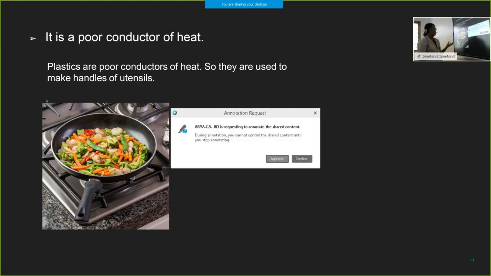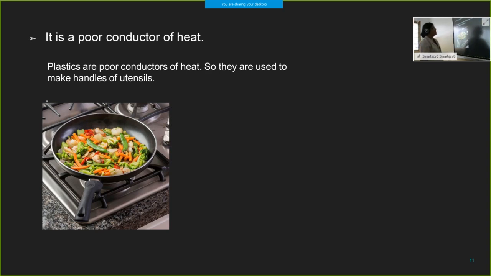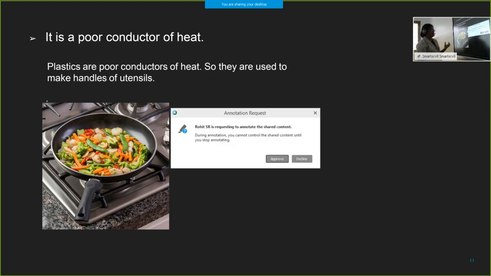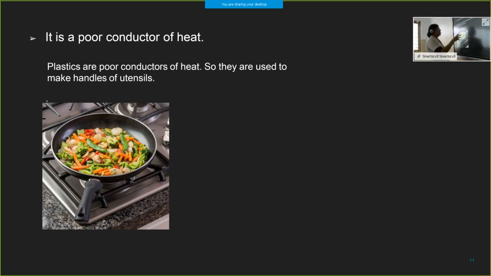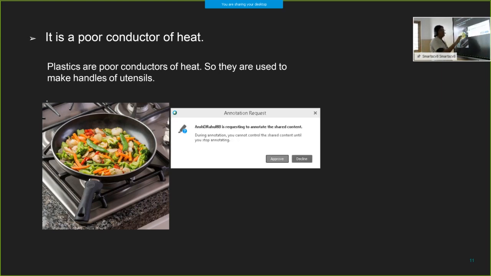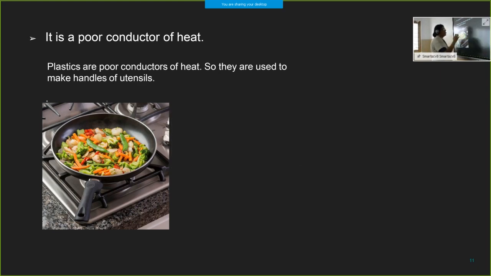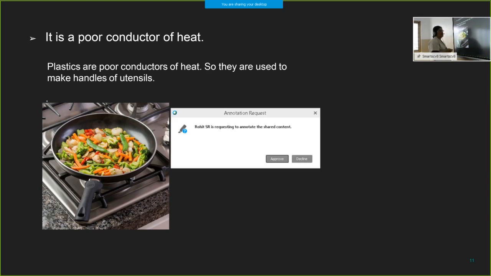So that is another property of plastic. Plastics are poor conductors of heat. So they are used to make handles of utensils. The middle part where cooking is taking place should be made with a metal. Otherwise, if you make the whole thing with plastic, it will get destroyed, isn't it? So the handles alone are made of plastic, because it does not conduct heat.